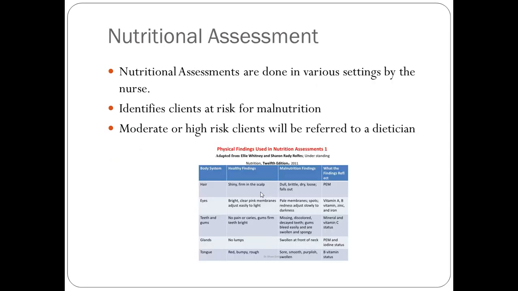Nutritional assessments. There are so many out there, just done in various settings. Could be by a nurse, could be a dietitian. Really identifies the patient that's at risk for malnutrition. I actually watched a student a couple weeks ago determine that a patient was at risk and referred her to a dietitian all on her own. I was pretty proud.